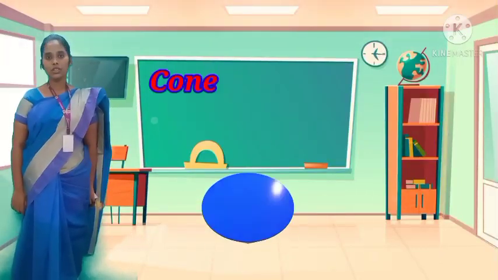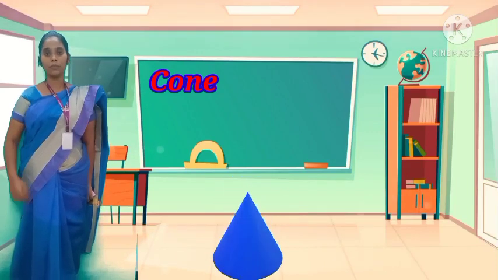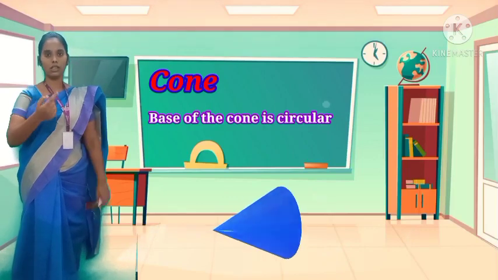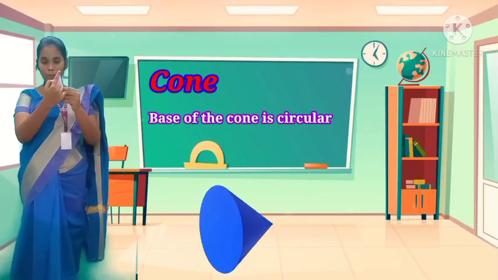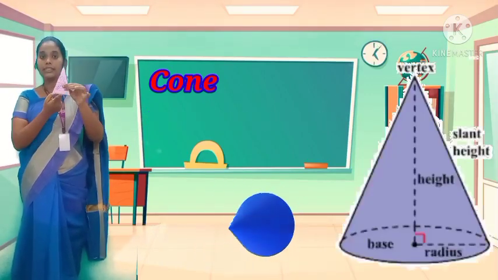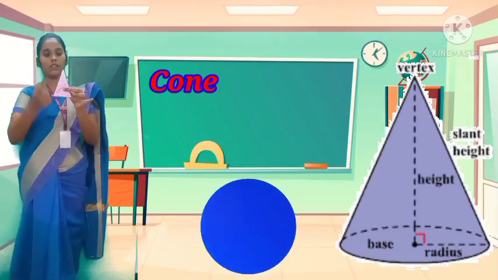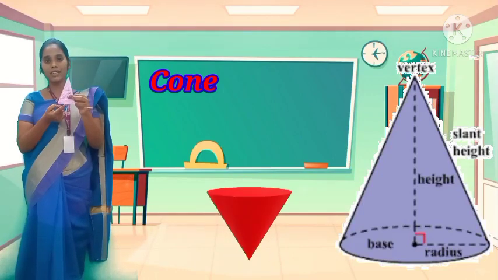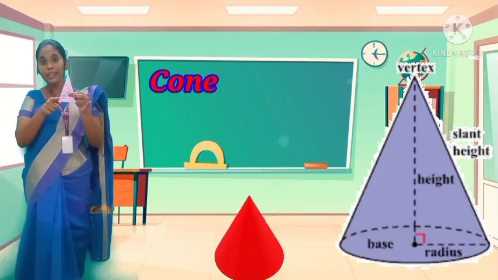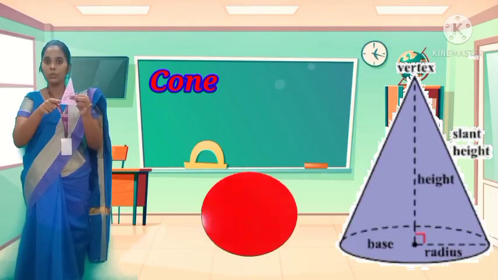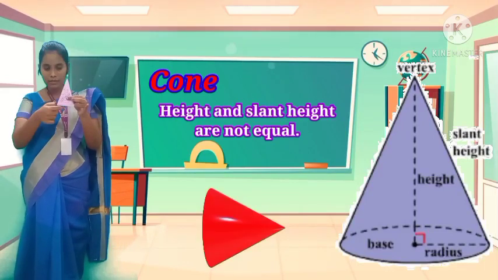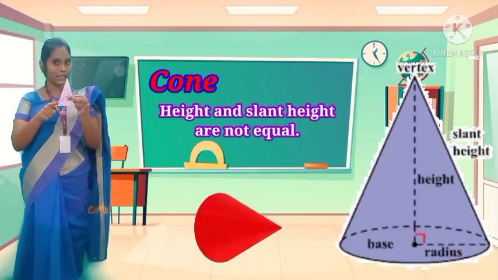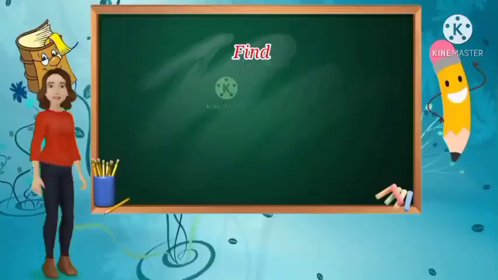Cone is a 3D shape. Base of the cone is circular. From the top of the cone to the bottom, the distance is called height. This is said to be slant height. Height and slant height are not equal.